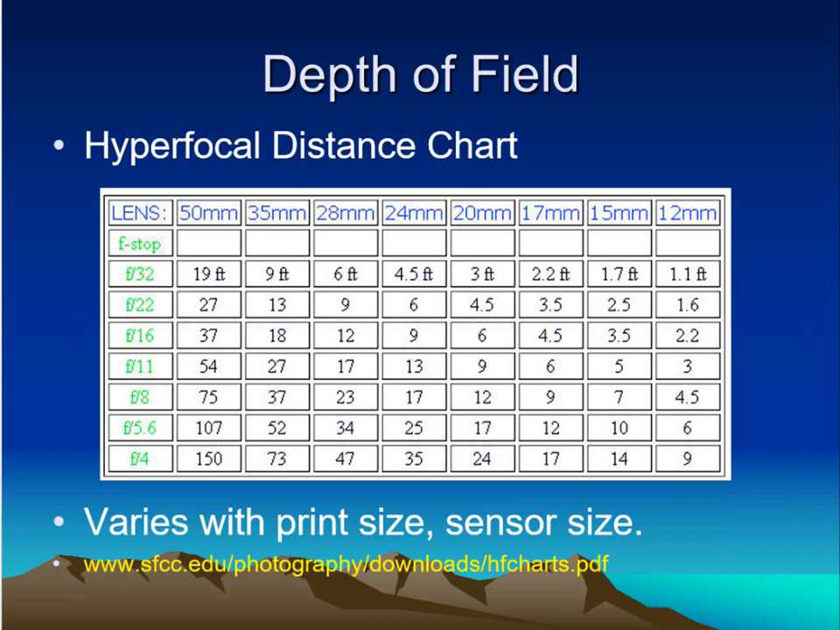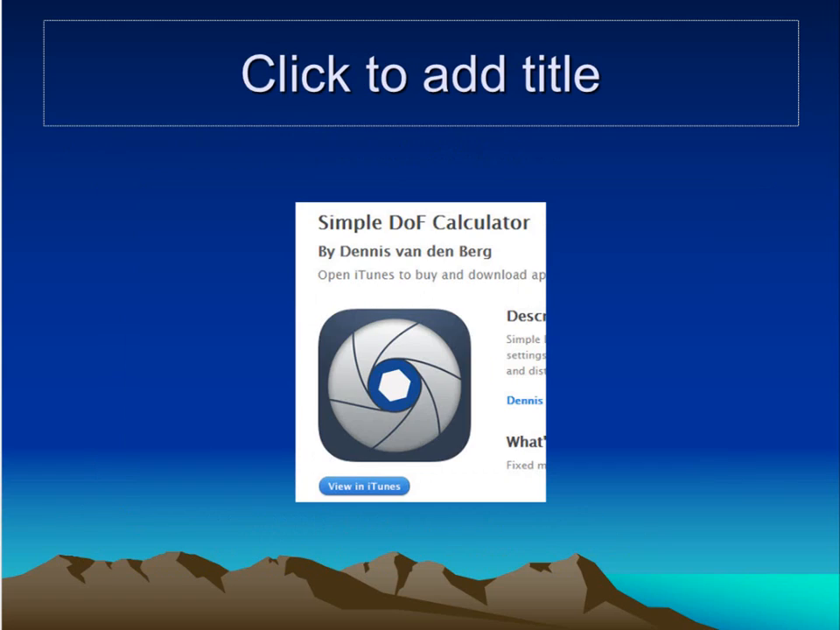And by the way, it does matter which sensor size your camera has, small versus full frame. So that's an important consideration. But you can get these charts, as you can see here, at sfcc.edu, photography, downloads, hfcharts.pdf. Or you can do what I did. You can go get the Simple Depth of Field app for your smartphone off of iTunes, and this will calculate it all for you. So much easier, way to go.